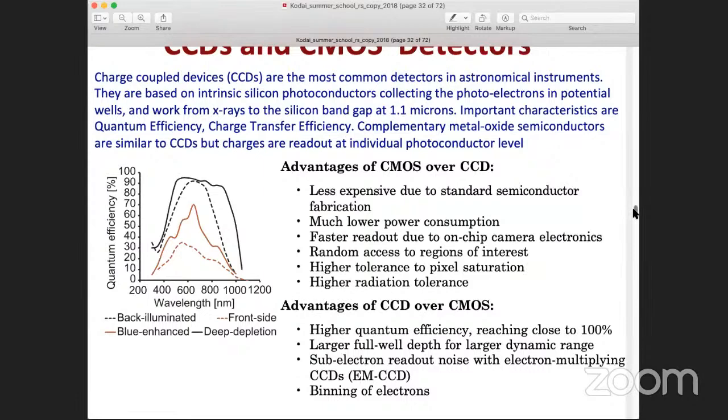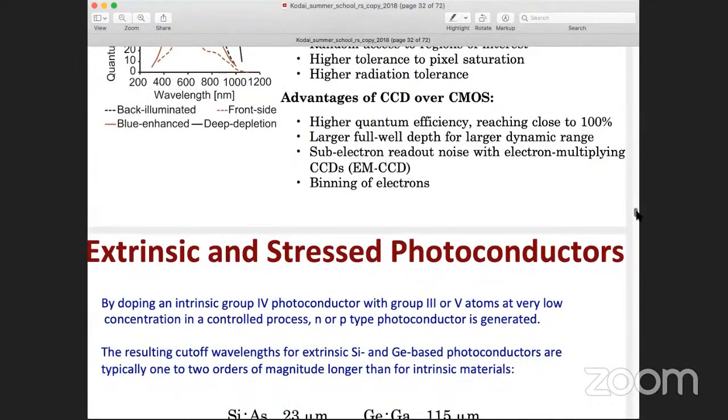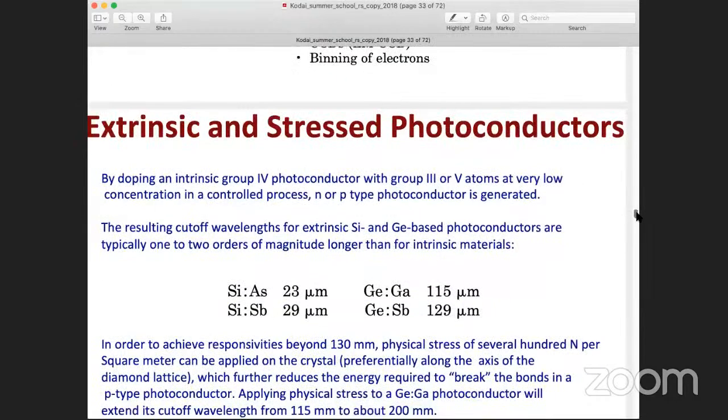Whereas CCDs also have some advantages compared to CMOS, because CCDs generally have a higher quantum efficiency, reaching close to 100%, larger full well depth and large dynamic range, and sub-electron readout with the electron multiplying CCD. There is also binning of electrons, which can reduce the readout noise or increase the signal to noise ratio, because if you bin the electrons, you are reading them only once. Whereas in CMOS, each and every pixel is read out, so by binning you don't gain.